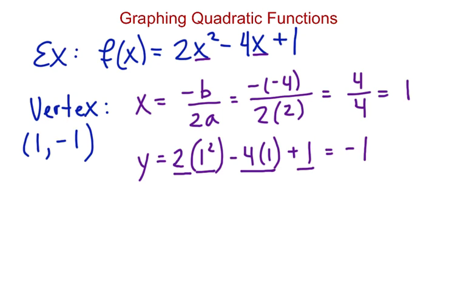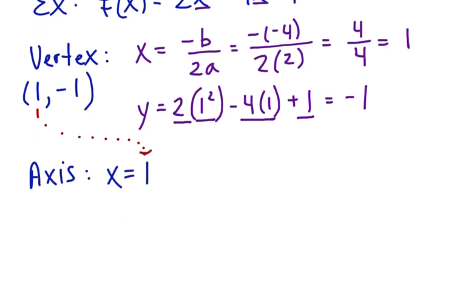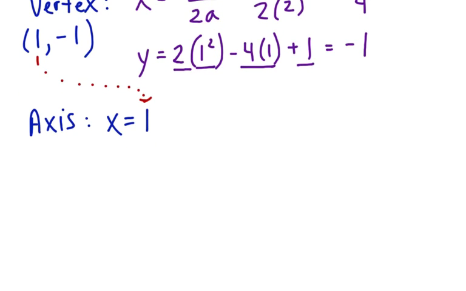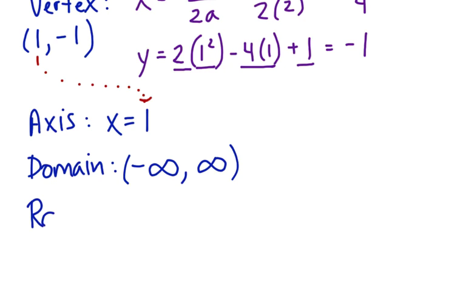If that's our vertex, the axis is just x equals 1. That's again coming from the x value of the vertex. Domain we said is always negative infinity to infinity, so that's still true here. And the range, you can think about it and figure it out at this step. If you like, you can make your graph and then come back to it. Just don't forget. So I'm going to go ahead and leave it, and we'll come back to it here.